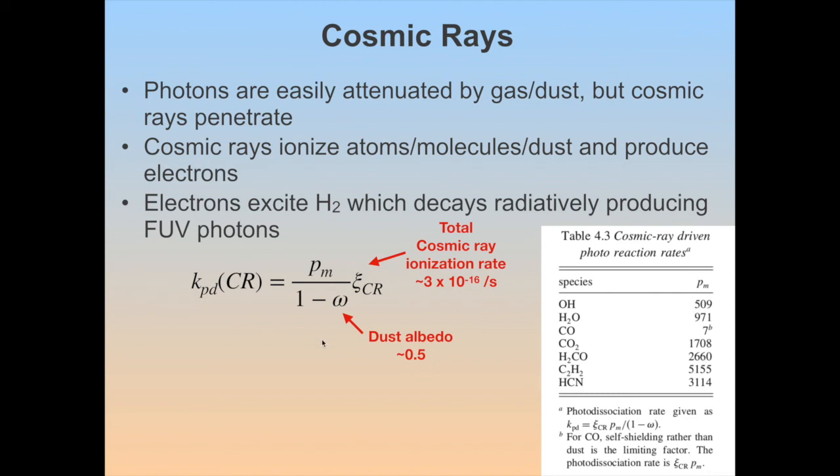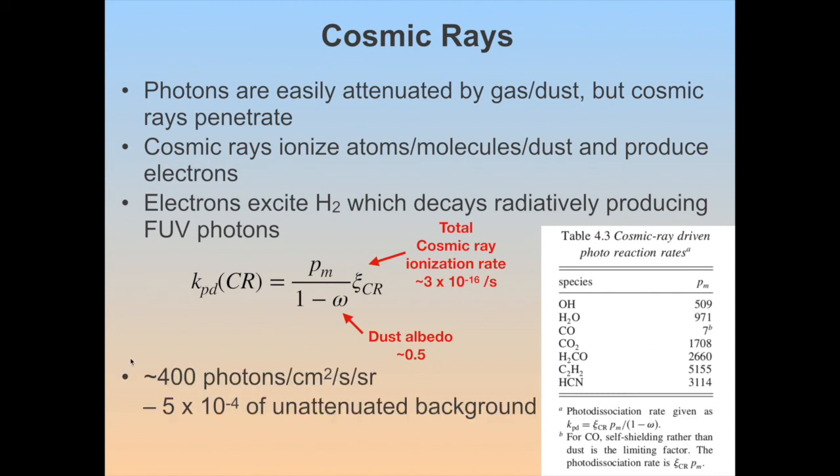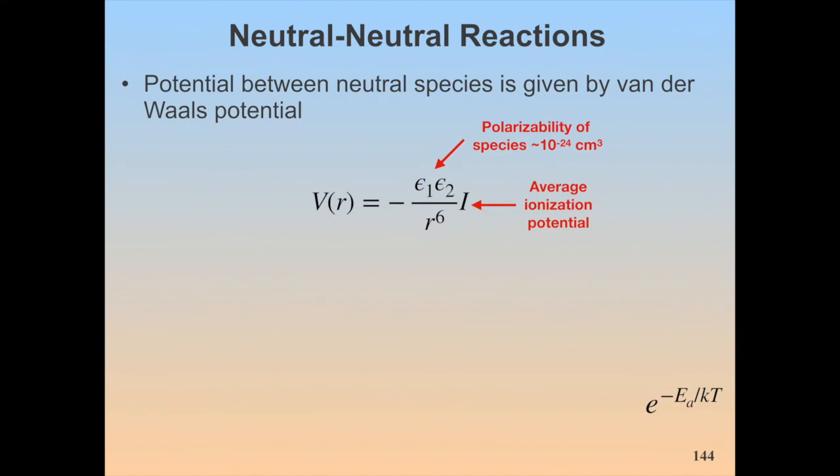But when you run through the numbers on these, we wind up getting about 400 photons per square centimeter per second per steradian. So it's not a lot of light. It's about 5 times 10 to the minus 4 of the unattenuated background if there were no dust there. But if you have nothing, this is still better than nothing and can drive a lot of your chemical reactions in those cases. Okay, the next one we're going to talk about here are your neutral-neutral reactions.